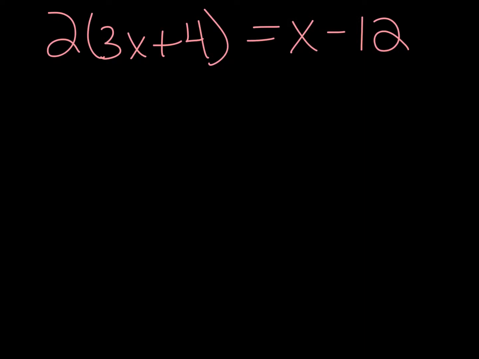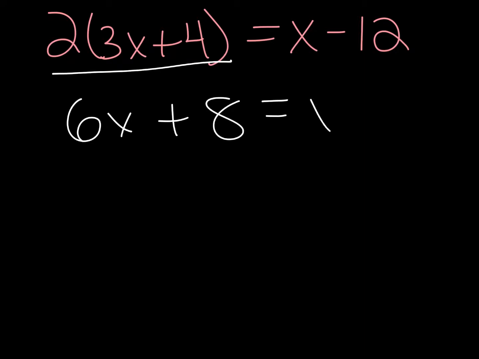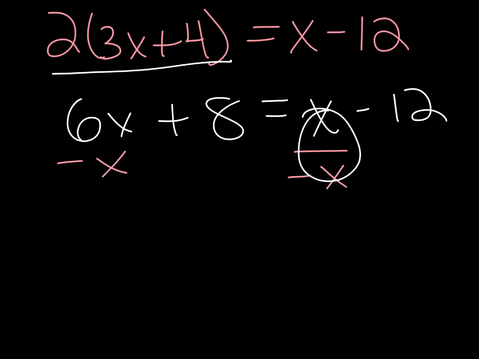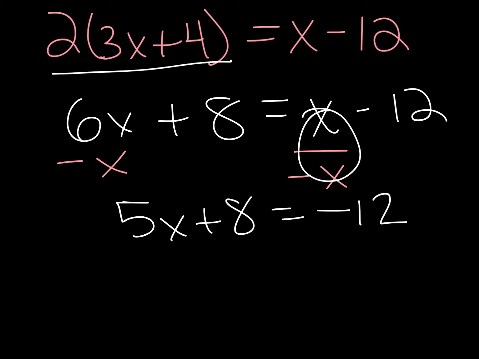All right, next example. So the first step is to get rid of these parentheses by using the distributive property. And then we need to get the variables on one side together and the numbers on the other side. So I'm going to take this x and I'm going to subtract an x from both sides. I want to get rid of the x. I want to make this quantity 0. And then 6x minus x gives me 5x. I have plus 8 left, and then I have a negative 12 on the right side.